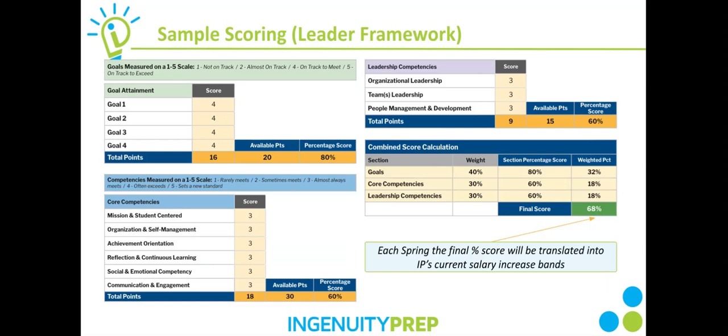Here is the same kind of example for how this plays out, but this time for a leader. The structure works exactly the same way with one additional section. You'll see 3 scored sections here instead of 2: goals, core competencies, and leadership competencies. Each section produces its own score, and those scores are then weighted: 40% for goals, 30% for core competencies, and 30% for leadership competencies, added to form the final score shown here.